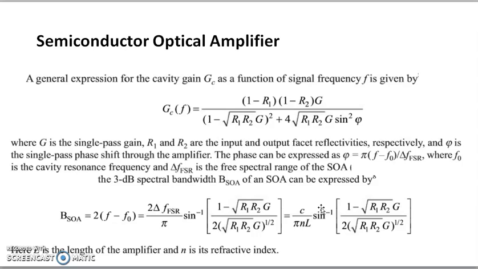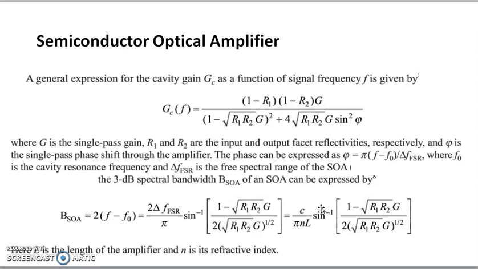The general expression for the cavity gain GC as a function of signal frequency is GC(f) equal to (1 minus R1) into (1 minus R2) into G, divided by (1 minus square root of R1 R2 G) squared plus 4 square root of R1 R2 G sin squared phi. G is the single pass gain.